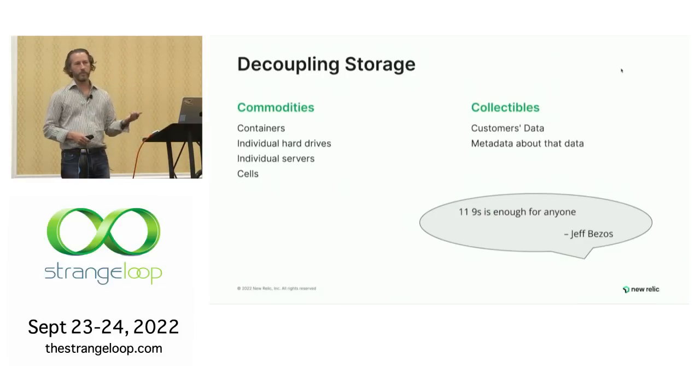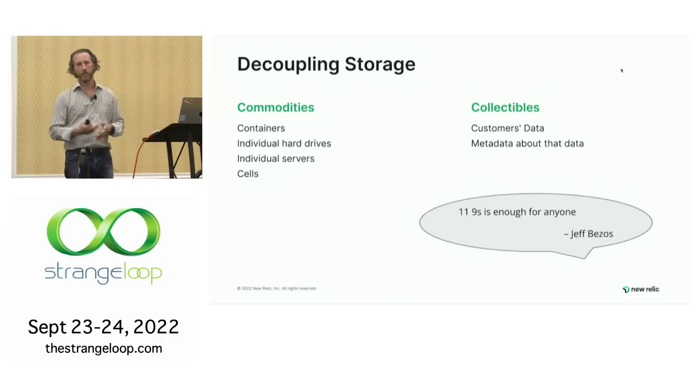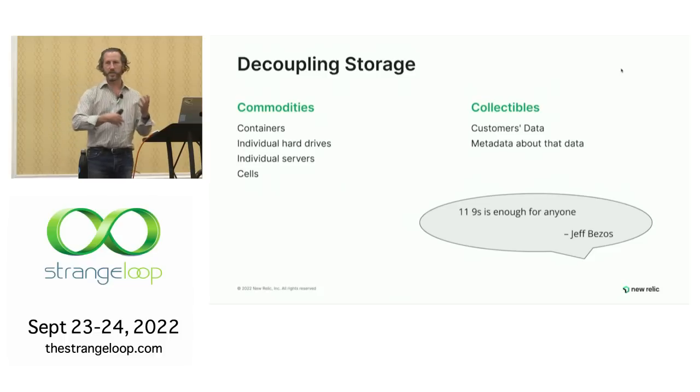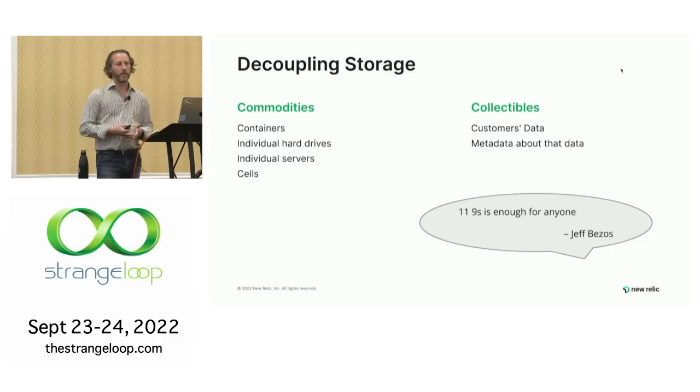So that first problem, the persistent data in ephemeral cells problem, we realized we needed to decouple the storage there. We need to actually realize that our customers' data is not one of these commodity things that we want to be able to just replace and dispose of willy-nilly. Our customer data, it's their collectibles. They really, really care about it. It's not interchangeable with any other data. It's not disposable. It's not replaceable if we lose it.